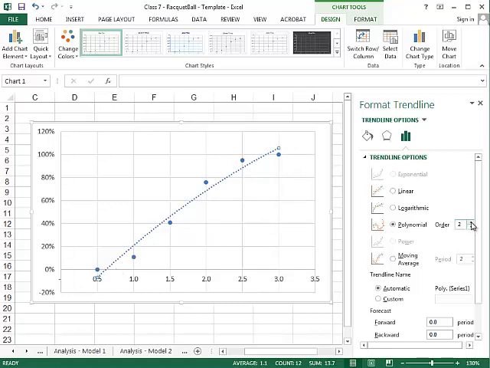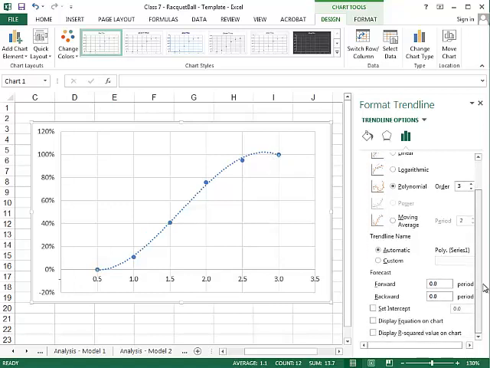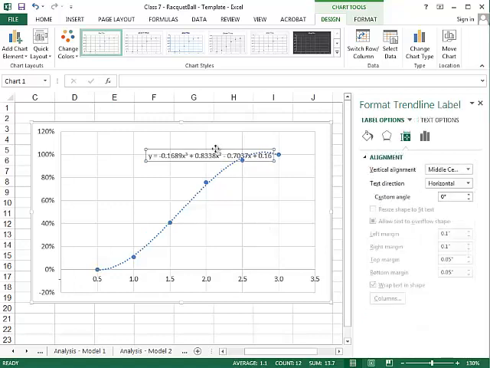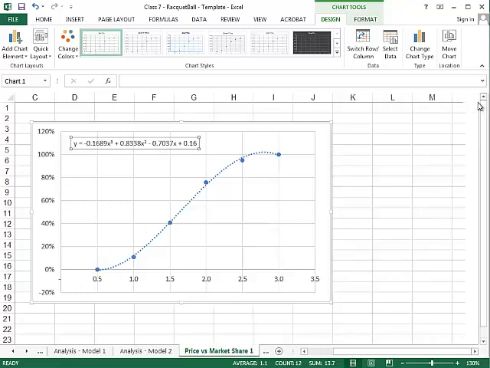So let's increase the order by 1. This is a third order polynomial. It is not a perfect match to my data sets, but it's a fairly reasonable one. So I will go ahead and use this. In order to figure out what equation determines this particular third order polynomial, I need to go under trend line and choose the option Display Equation on Chart. Let's go ahead and move it around so we can see it a little bit better. I'm going to go ahead and close this.